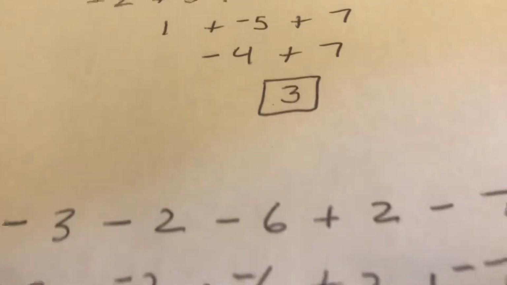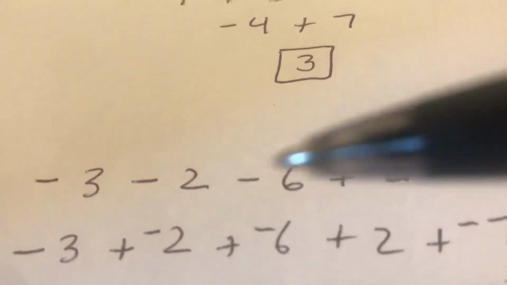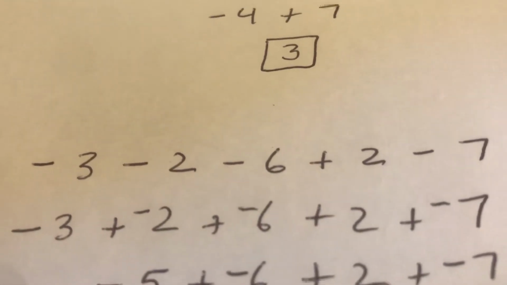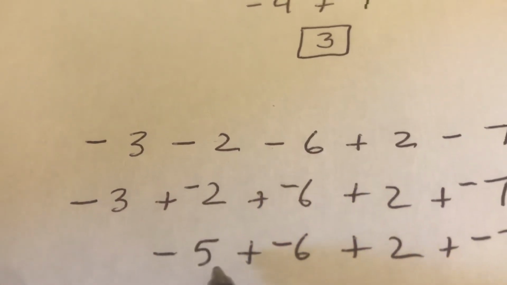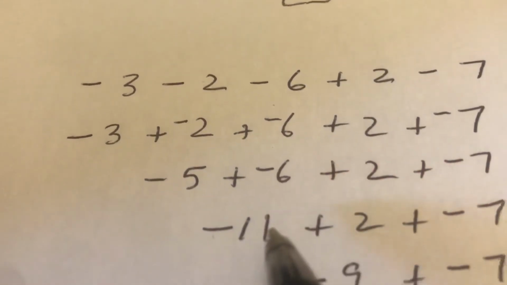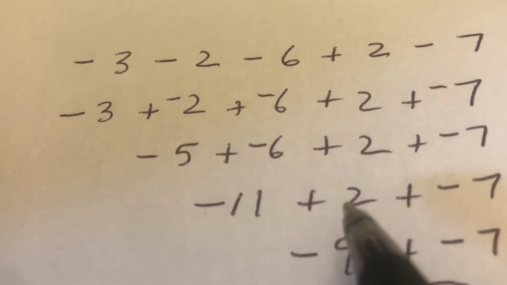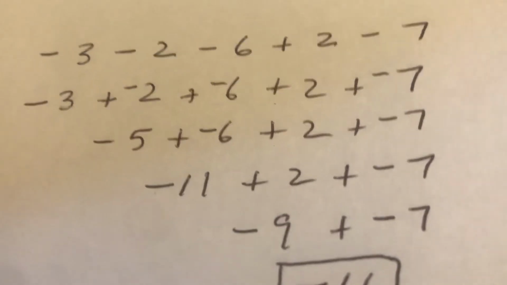between the two. So in the second example, I have all these subtraction signs and I make it plus a negative, plus a negative, plus a negative. And now negative 3 plus negative 2 is negative 5. Negative 5 plus negative 6 is negative 11. Negative 11 plus 2, we have a negative and a positive. The answer will be negative 9. And then negative 9 plus negative 7 is negative 16.